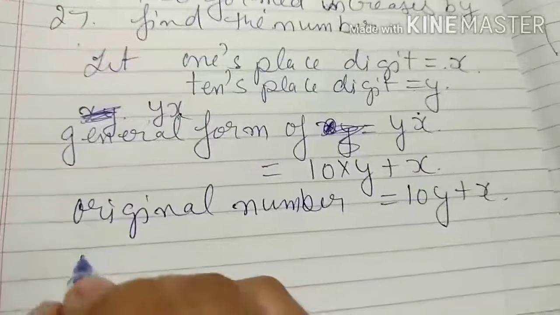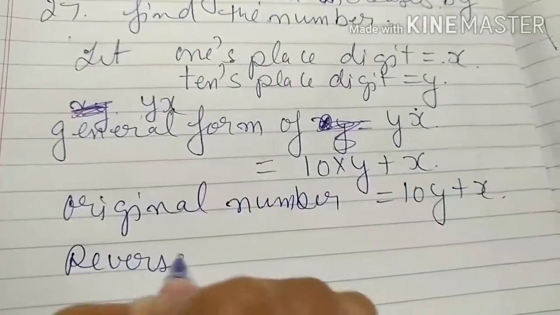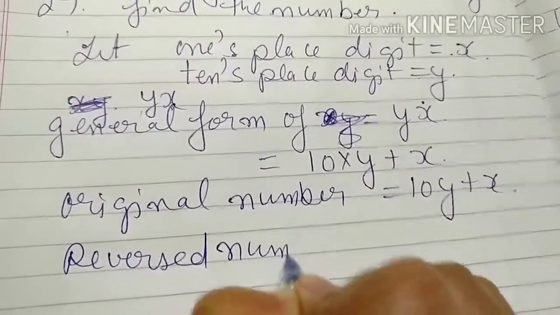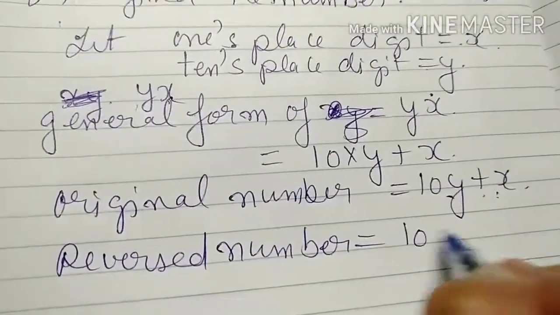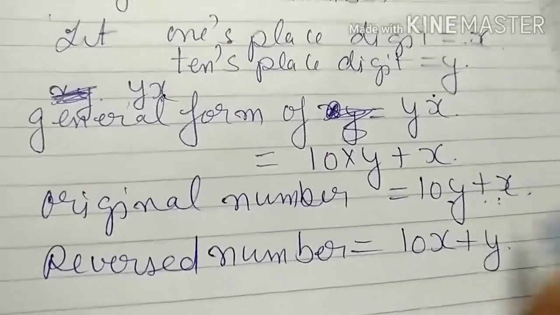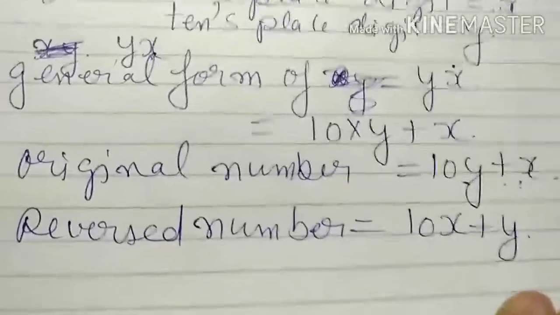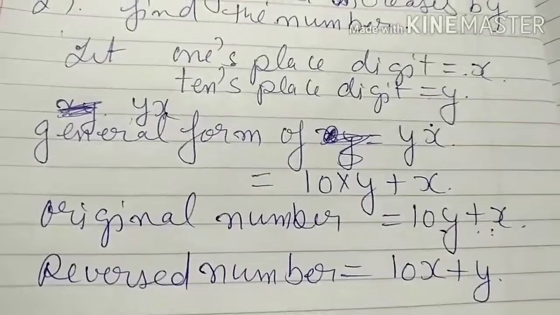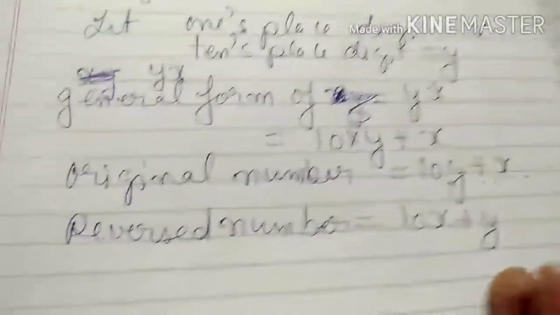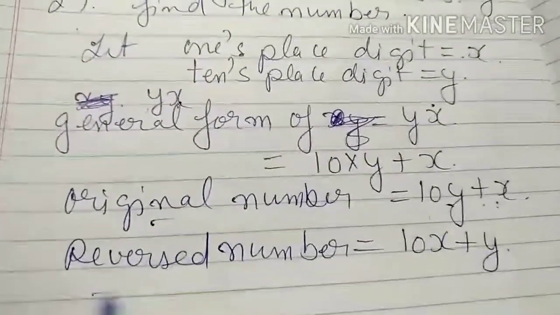Now the reverse number. In the reverse number you have to interchange these two places, like 10x plus y. I already told you the ones place is interchanged with the tens place, they are swapped with each other. So here is the original number and the reverse number.